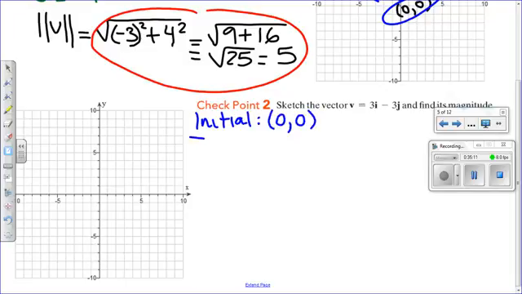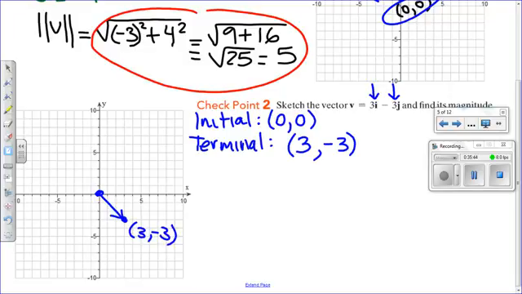And then what do you guys think the terminal point will be? So we'll be at the coordinates. Remember, this 3 gives you the x coordinate, positive 3. And then this negative 3 is going to give you the y coordinate. So that's where it will be. So from 0, 0 to 3, comma, negative 3. Okay, and find its magnitude.